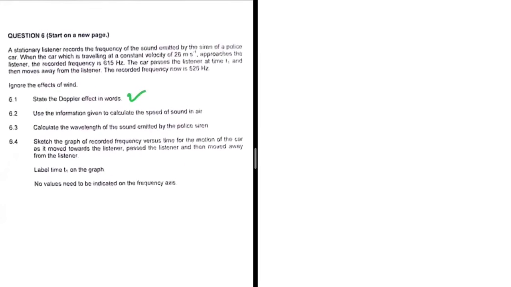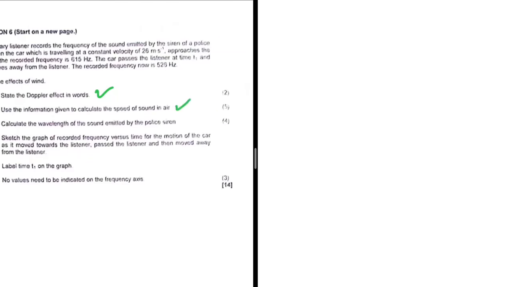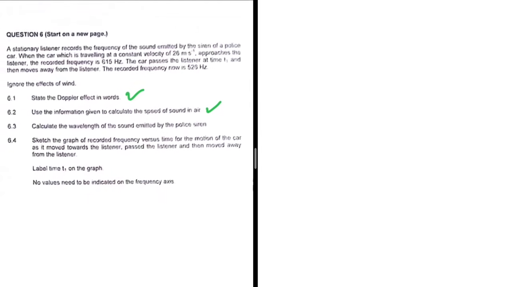State the Doppler effect in words. Of course, we're going to skip that. Let's do 6.2: use the information given to calculate the speed of sound in air. Mark allocation is 5 marks. So let's go ahead and take a look.